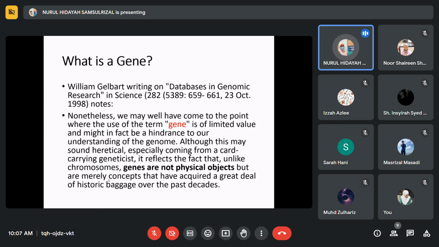And in 1998 also Williams, okay, published a paper in Database in Genomic Research. They say that they have a term of genes that is of limited value and might in fact be a hindrance to our understanding of the genomes, okay. And although this may sound heretical, okay, especially coming from a card-carrying geneticist, it reflects the fact that unlike chromosomes, genes are not physical objects but merely a concept that has acquired a great deal of historic baggage over the past decades.